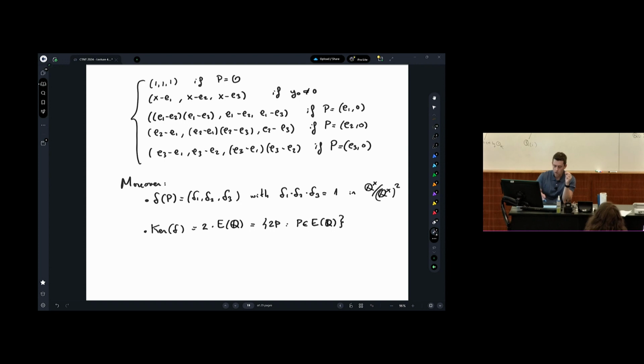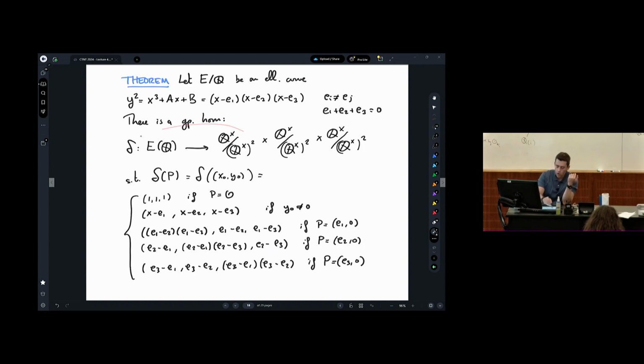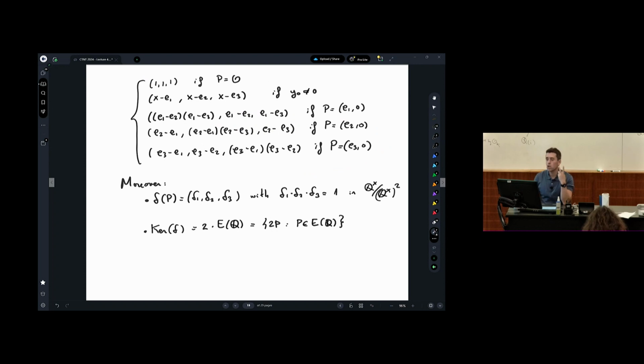And moreover, if the image of a point is delta 1, delta 2, delta 3, it turns out that the 3 multiplied to 1. Okay, that is maybe not so obvious. Well, yes, we said that a times b times c was a square, so it has to be the trivial class modulo squares. And the kernel of this map turns out to be exactly twice the rational point. So any rational point that is twice a rational point is in the kernel, and that is exactly the kernel.